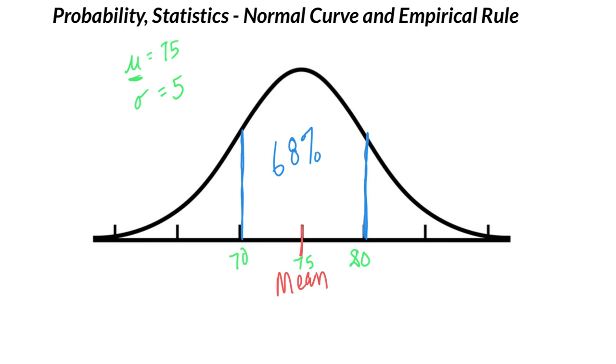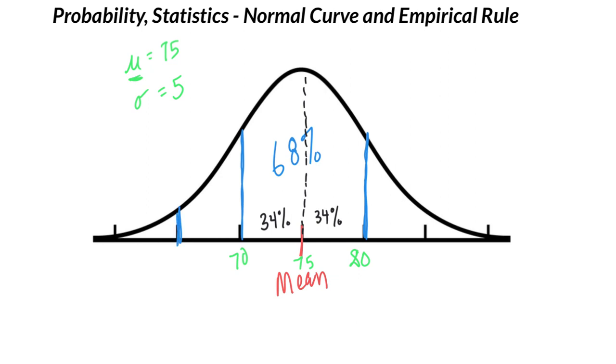But we also then, using the graph here and the symmetry, could split this in half and say, well, 34% here and 34% here. So this way I could say, well, what percentage of students scored between 75 and 80? 34% did. All right, let's do another.